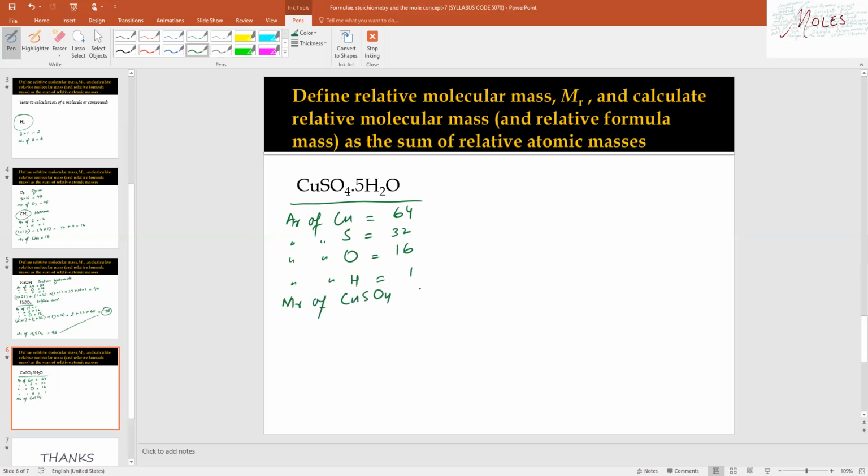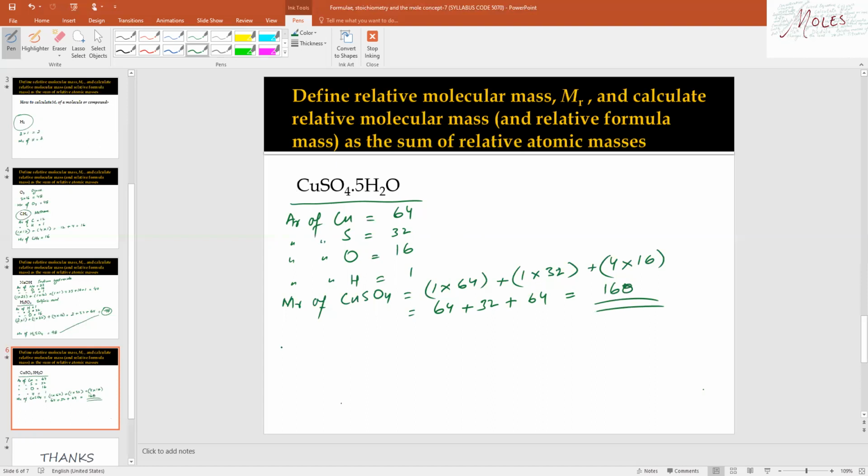You can see here we have one atom of Cu. So we'll multiply 1 by 64. One atom of sulfur, so we'll multiply 1 by 32. 4 atoms of oxygen will multiply by 16. We will get 64 plus 32 plus 64. If you add these, what you will get? 160. So Mr of CuSO4 will be 160.